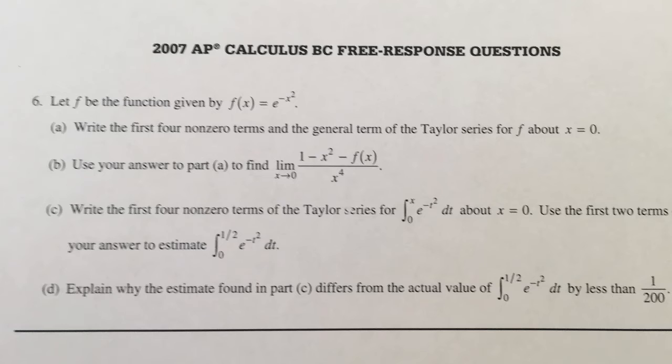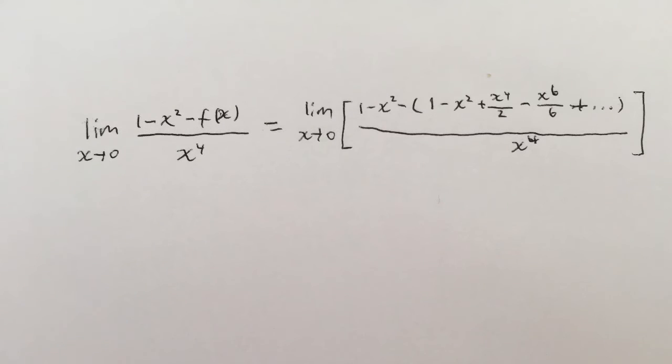Part B tells us to use our answer from part A to find the limit as x goes to 0 of 1 minus x squared minus f of x over x to the 4th power. Part B deliberately tells us to substitute in for f of x from part A, so we're just going to do that. We write out 1 minus x squared minus the first four terms that we got in part A, and then plus dot dot dot, just so we know that it's continuing, all over x to the 4th, and that looks very hideous at first sight.